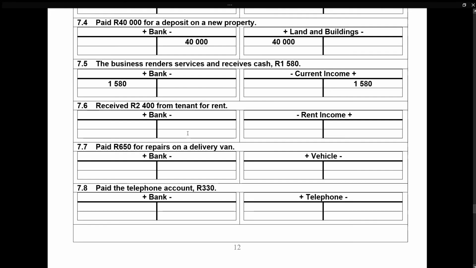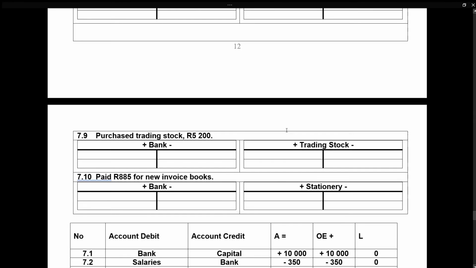Right, 7.6. Receive 2,400 Rand from a tenant for rent. Right, so the two accounts we are working with are bank and rent income. Very important to specify rent income because you get rent expense as well. Right, so we are receiving money, so my bank account will increase. We know that if we receive money, bank will be debited, and rent income being an income account, our income will also increase on the credit side. So every debit has a credit. Remember, bank is being debited and rent income is being credited.